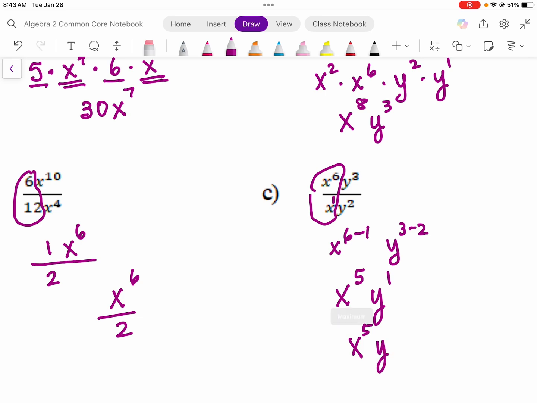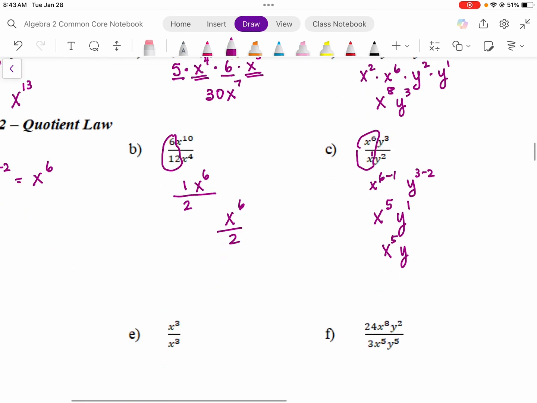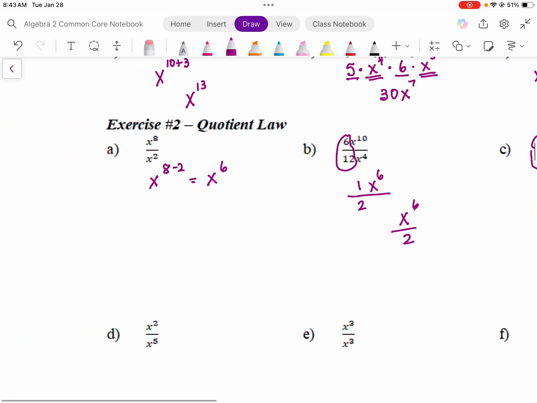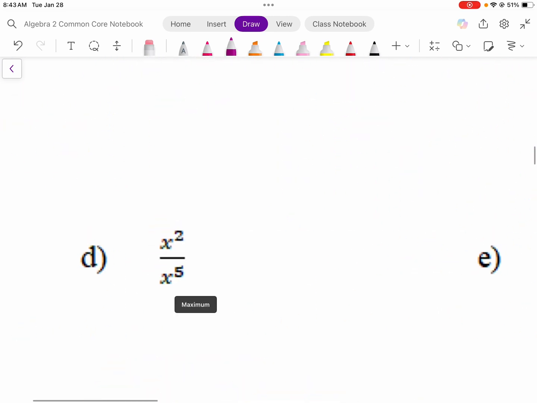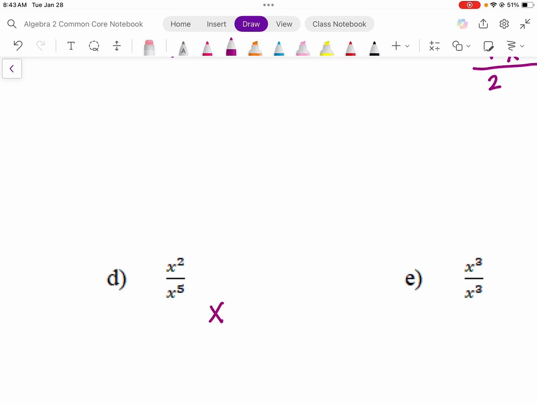You can see how we might end up with some negative exponents when we subtract. We'll talk about that here. If I think about this, I have x to the 2 minus 5. That's x to the negative 3. But we don't usually leave things with negative exponents.